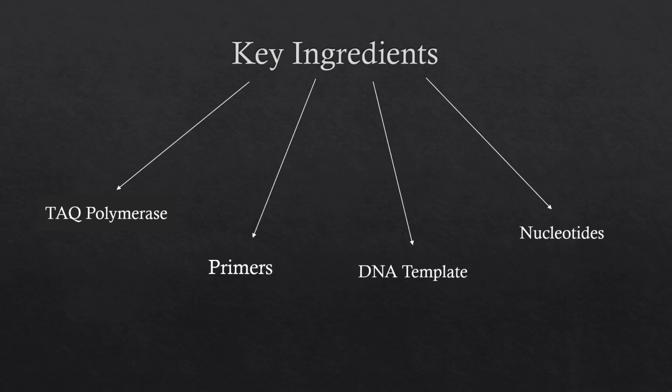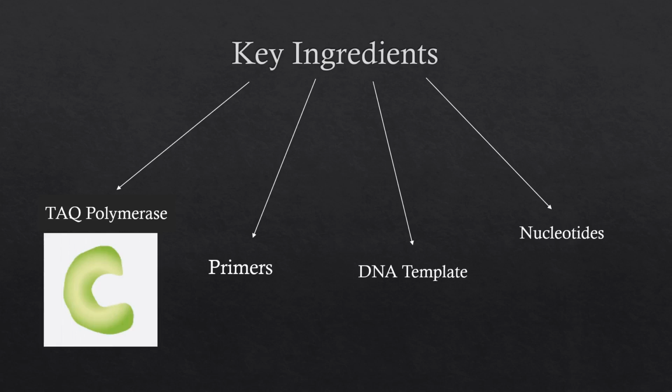Now, let us learn about them in detail. Taq polymerase. It is a type of DNA polymerase. So, PCR requires a DNA polymerase enzyme that makes a new strand of DNA using an existing strand as template. The DNA polymerase typically used in PCR is called Taq polymerase, which is isolated from a heat-tolerant bacterium named Thermus aquaticus. This bacterium lives in hot springs and its DNA polymerase is very heat stable.